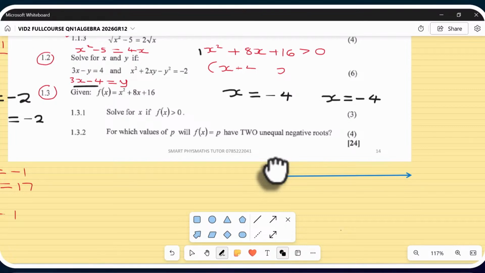Now, we have our f of x equals to p. F of x equals to e. My marker today, you are very slow. My stylus. Okay, yeah, f of x equals to p. Come on. F of x equals to p. Oh no. Is my stylus working, guys?